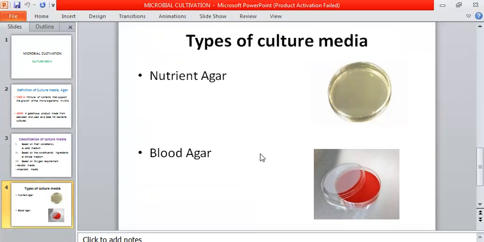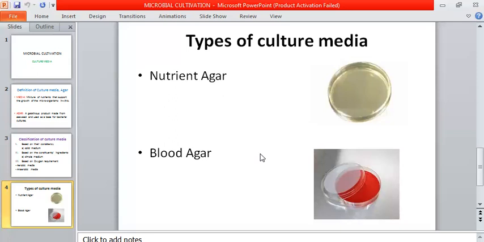When you look at the nutrient agar, it's just a simple media. So you can classify it easily just by observing how it appears. It's just a simple media. There is no special ingredient that is added.